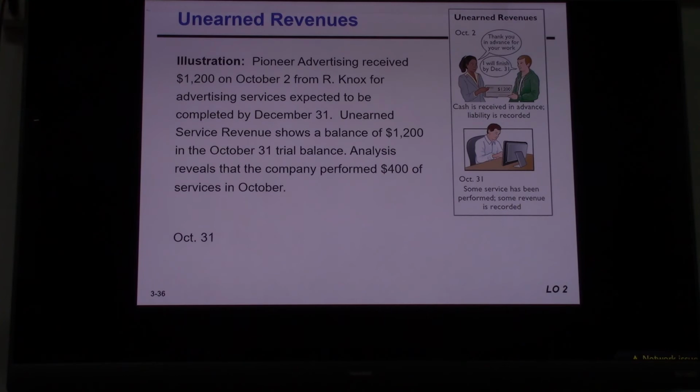Okay, assume that on October 2nd, Pioneer Advertising received $1,200 from NOx for advertising services which is expected to be completed by December 31st. So we received $1,200 on October 2nd for advertising services expected to be completed by December 31st. If you are required to journalize the entry on October 2nd, what is the journal entry for October 2nd? Can we recognize service revenue? No, because we didn't perform the service, we received the cash. We received the cash in advance. By how much? $1,200. So our cash increased.